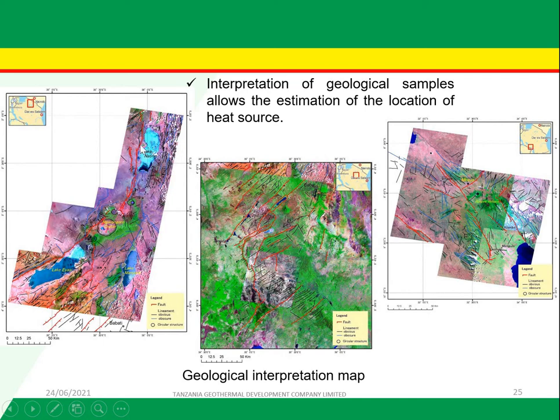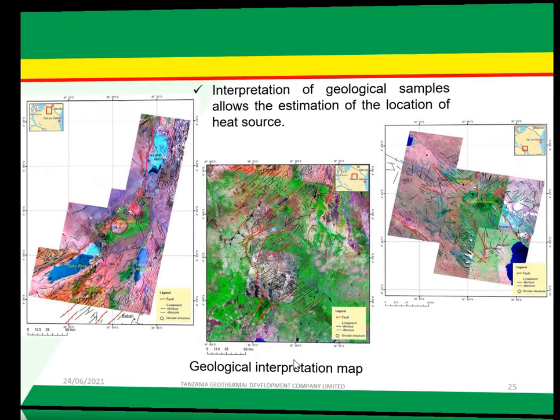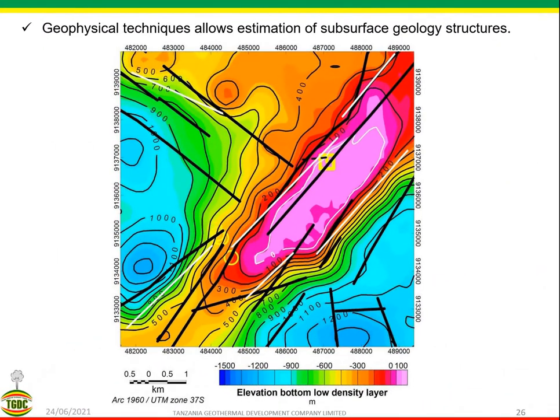For example, you can see the identification of these faults in red lines, and this is in Ngorongoro crater, and other features associated with the geothermal activities. And these are geophysical techniques which can allow estimation of subsurface geological structures. This is the geophysics map, the resistivity map, which identified different features inside because it has been overlaid with the contours, as you can see.